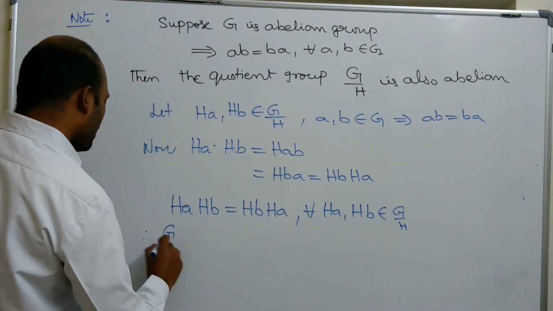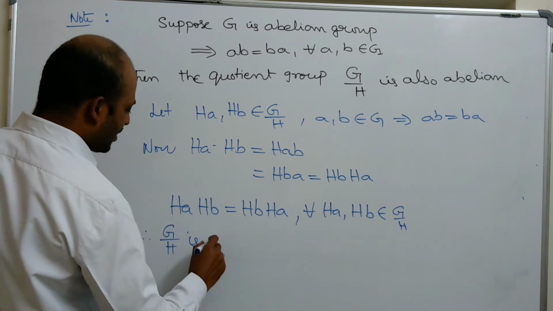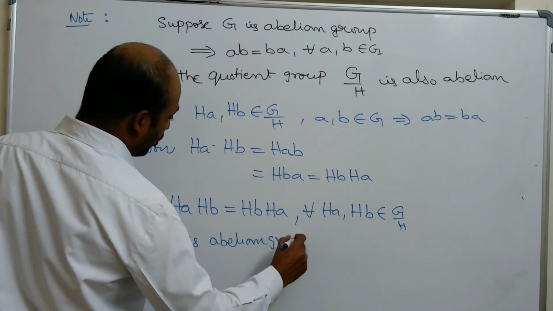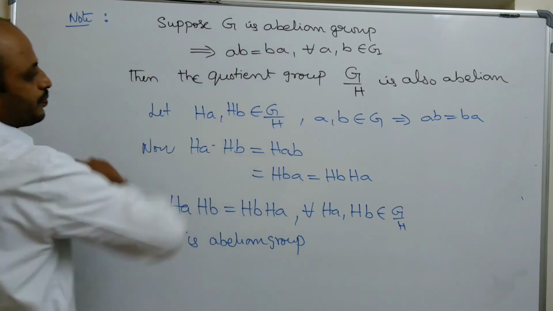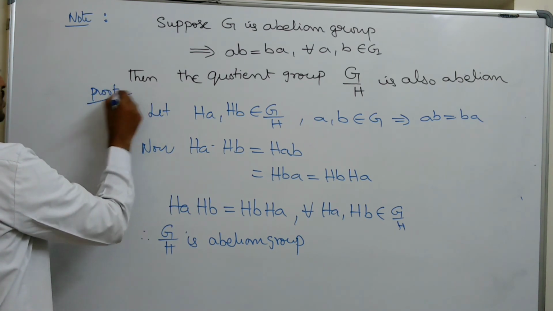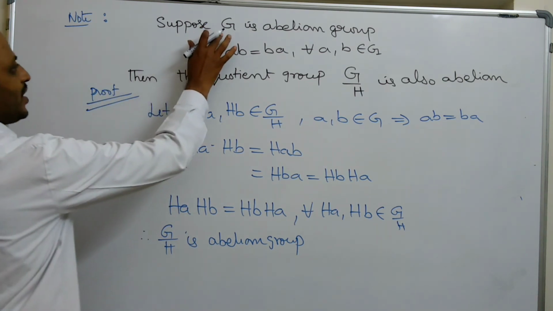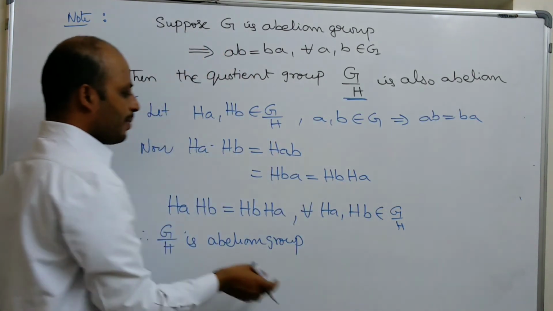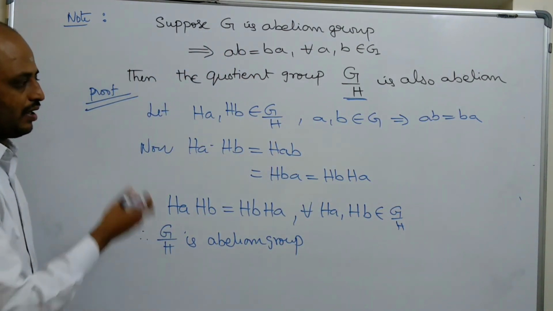Therefore, G by H is an abelian group, if G is an abelian group. This is the proof of this note point also. So, if G is an abelian group, then the quotient group G by H is also abelian. This is the proof of that one. Observe that.